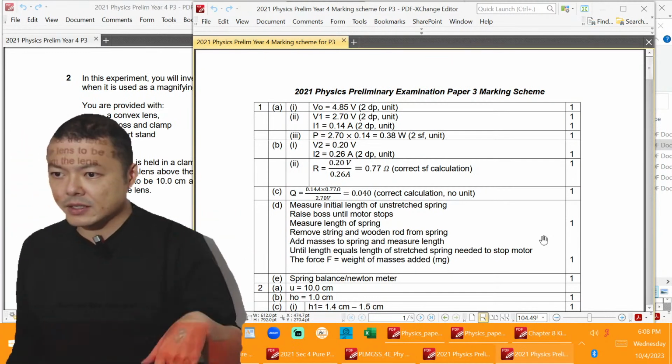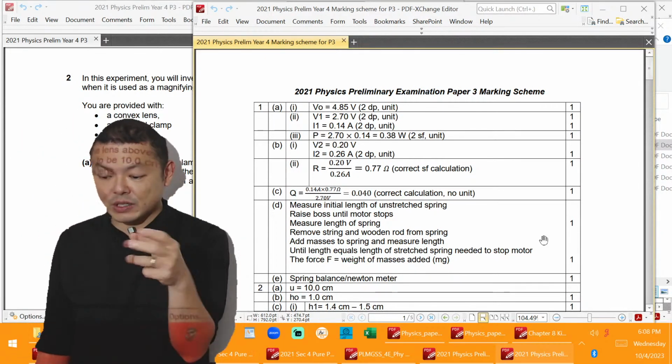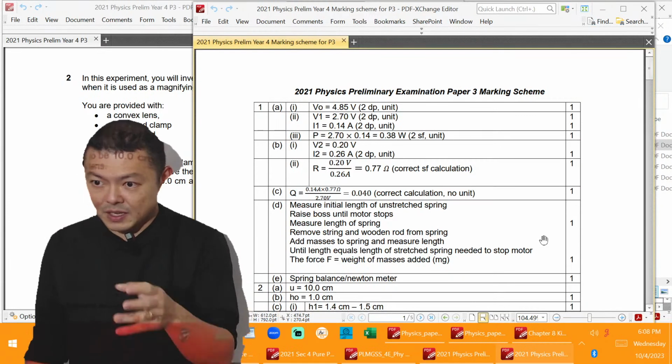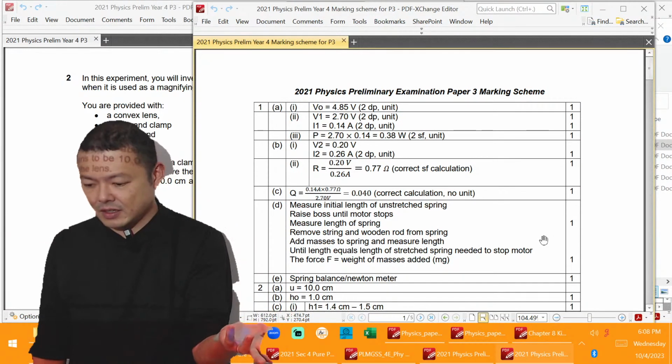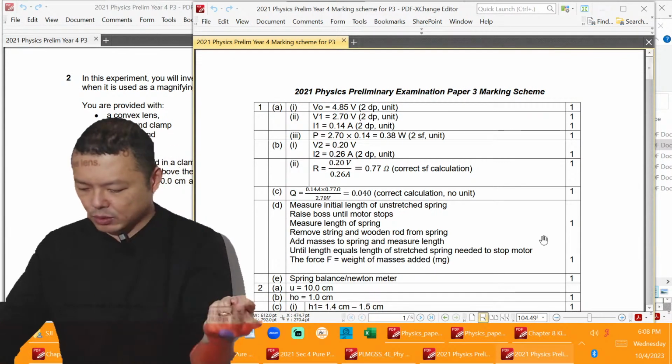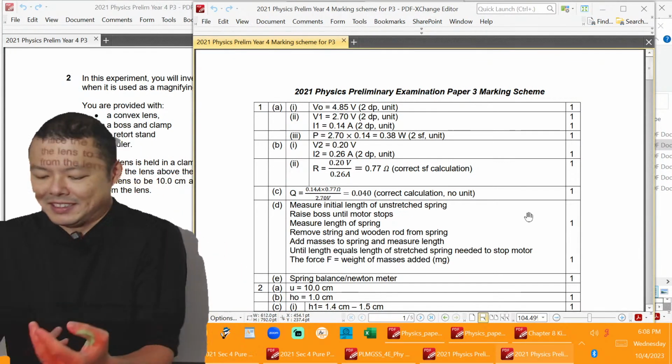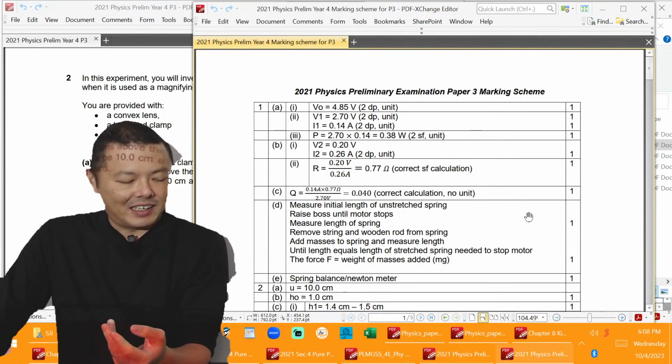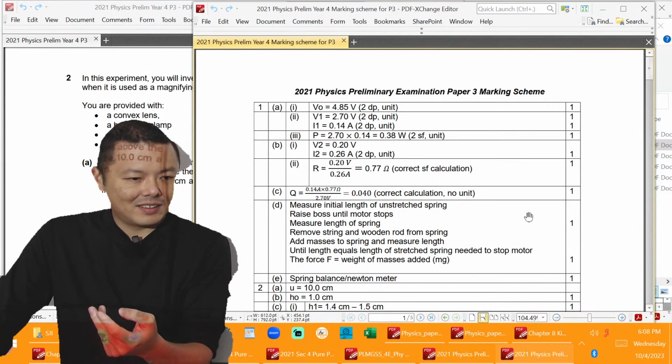Just follow that. If you see that one of your values is 2 SF, you just calculate 2 SF. If you see both are 3 SF, then you calculate 3 SF. Then 3 and 2, take the 2. 4 and 1, take 2.